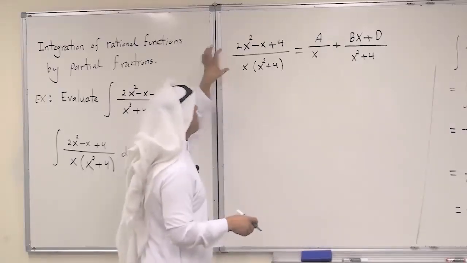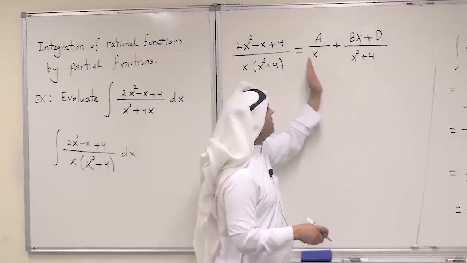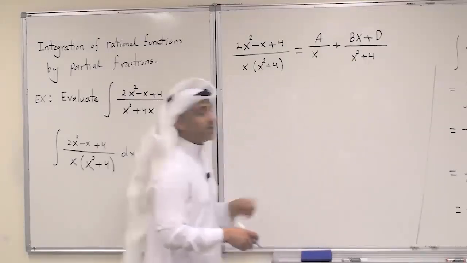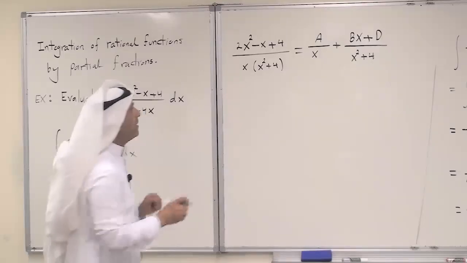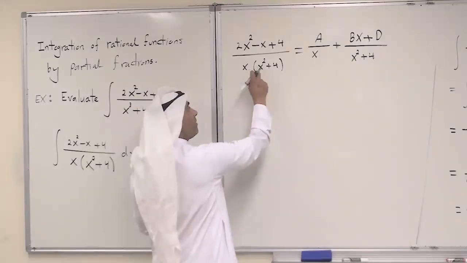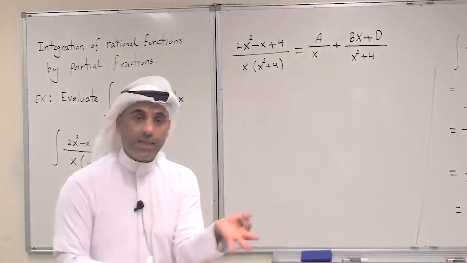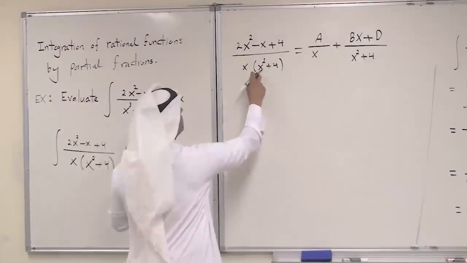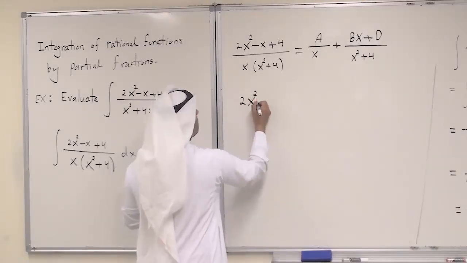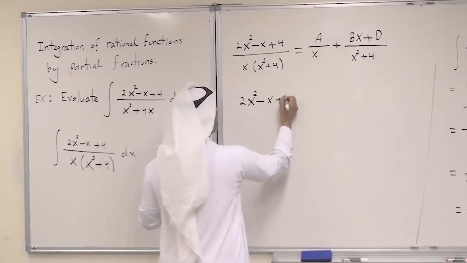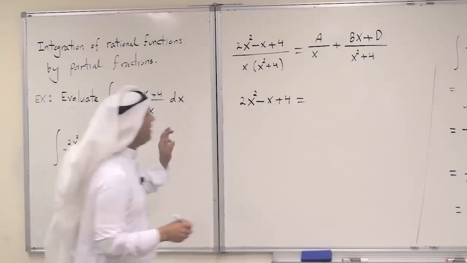Why? Because we have a rational function that cannot be integrated directly. We are trying to decompose it into some simpler fractions. That's our target. So how do we find the parameters A, B, and D? Again and again, you multiply by the LCD, as we did in the first case and the second case, and we will do in the third case. So I multiply by the LCD to get 2x squared minus x plus 4 is equal to the following.